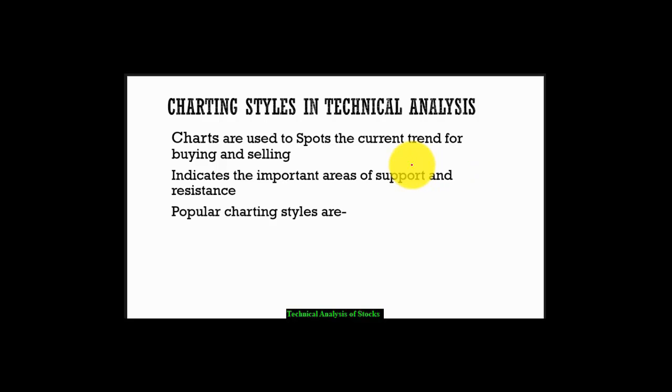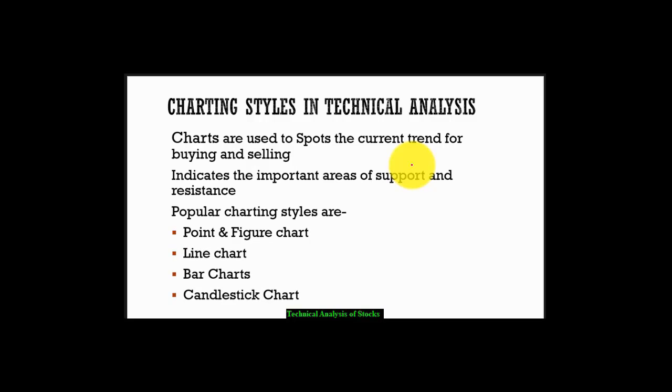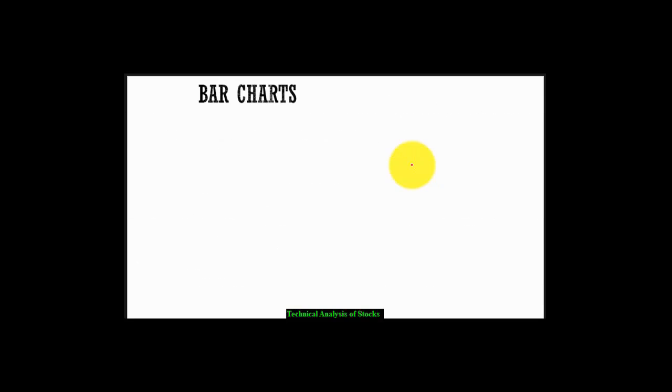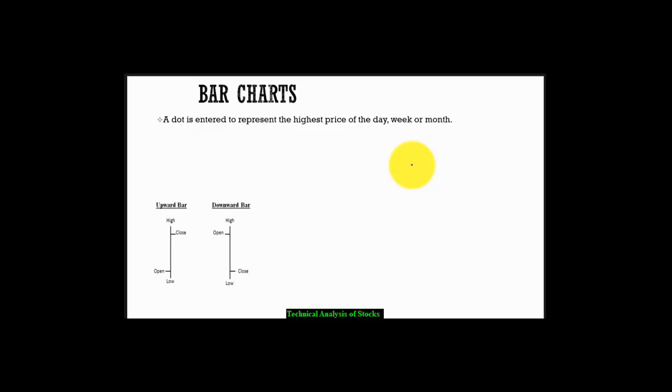Now, there are different charting styles in technical analysis. Popular charting styles are point and figure chart, line chart, bar chart, and candlestick chart patterns. Let us understand what bar charts are. A bar chart is a simple line connecting two dots, one representing the highest price, the second representing the lowest price on a particular day.